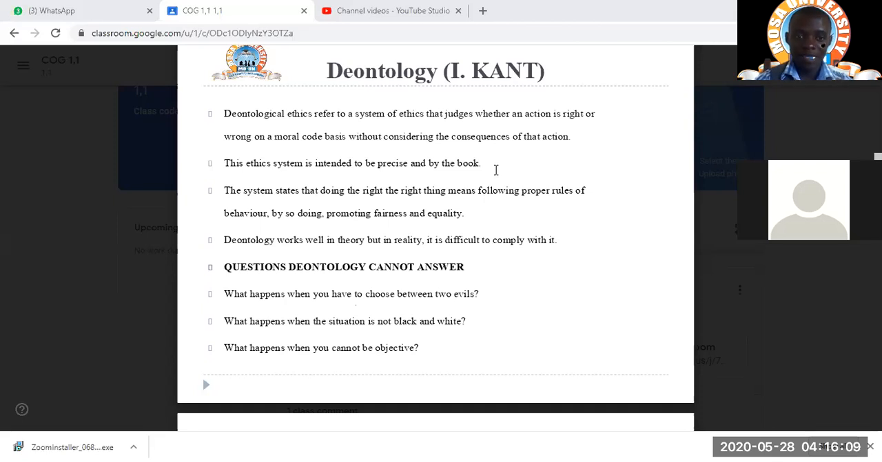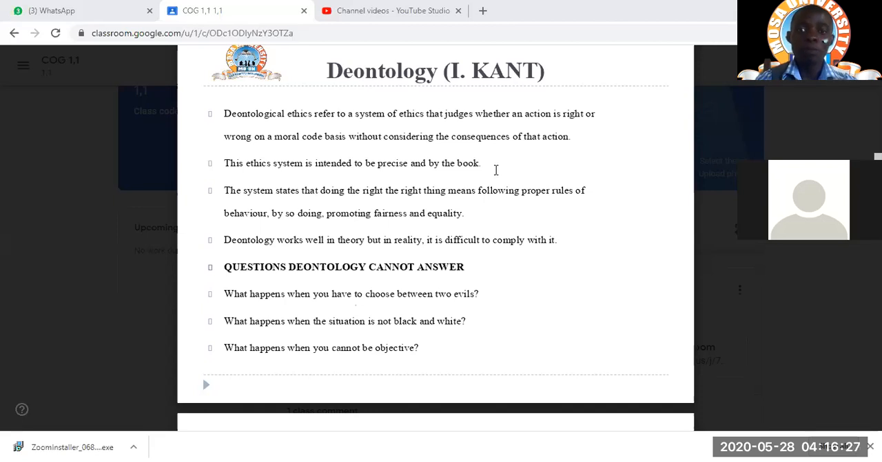We are saying this ethics system is intended to be precise and by the book. What this means is that in deontology, a clinical officer, a nurse, any medical professional is expected to choose a course of action that is prescribed in any book.